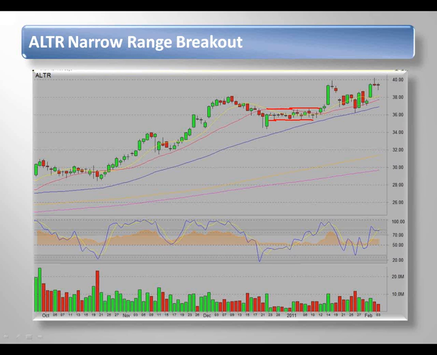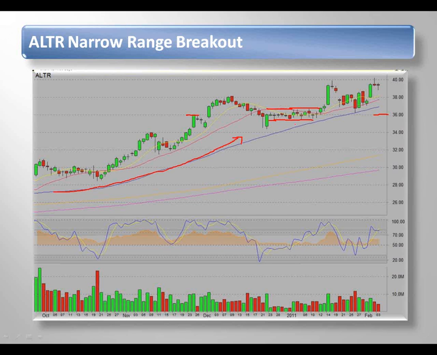You'll see Altera, many days of doji, doji, doji. It was so enamored and fixated on this $36 level. For days on end in here, 36, doji, 36, 36, narrow range, fake out to the downside, fake out to the upside, just hanging around 36. But right here, all of a sudden, now remember, the stock is in an uptrend, okay?